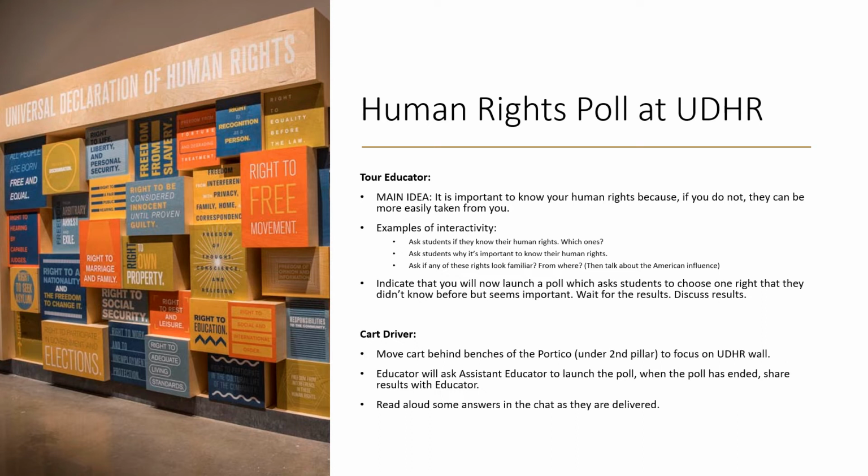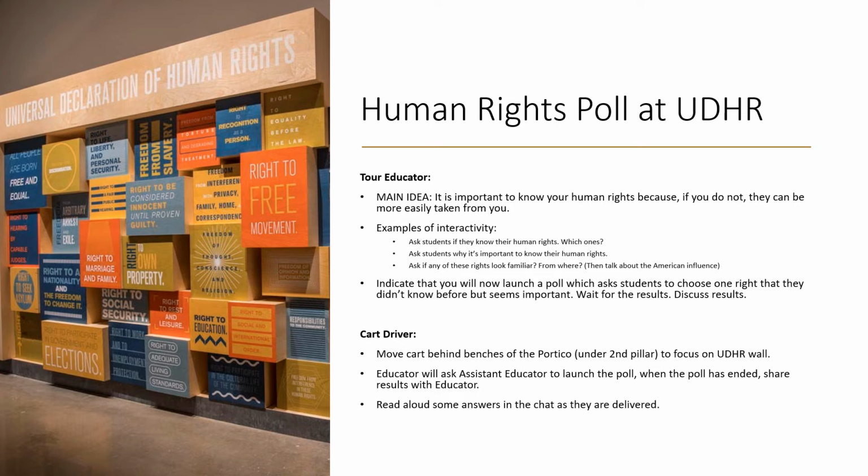Again, let's be interactive. Ask students if they know their human rights. If they say yes, ask them which ones. Ask students why it's important to know their human rights. Allow them to do the work for you, right? And then you can ask them if these rights look familiar. Why do they look familiar? What are they coming from? And then that really allows you to talk about that American influence on this document. Talk about Eleanor Roosevelt, right?